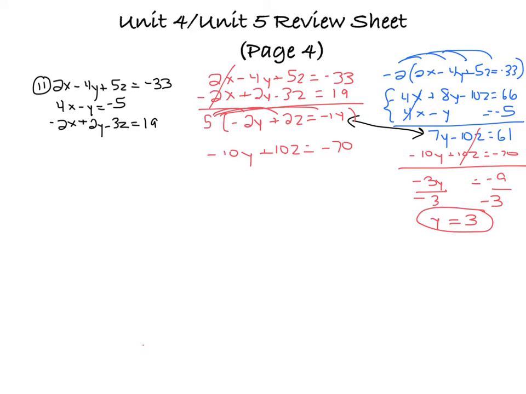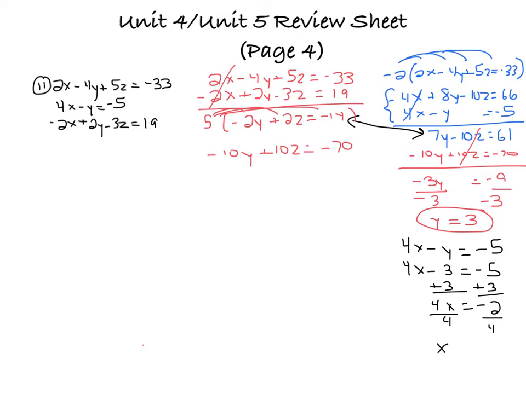Now if we look back at our original equations, this second equation, 4x minus y equals negative 5, only contains an x and a y, and since we know what y is equal to, we could easily solve for x. So I'm going to rewrite that equation, 4x minus y equals negative 5, and replace that y with a 3. To solve, add 3 to both sides, leaving you with 4x equals negative 2, and divide by 4. So you're left with x equals, you could write either negative 0.5 or negative 1/2.